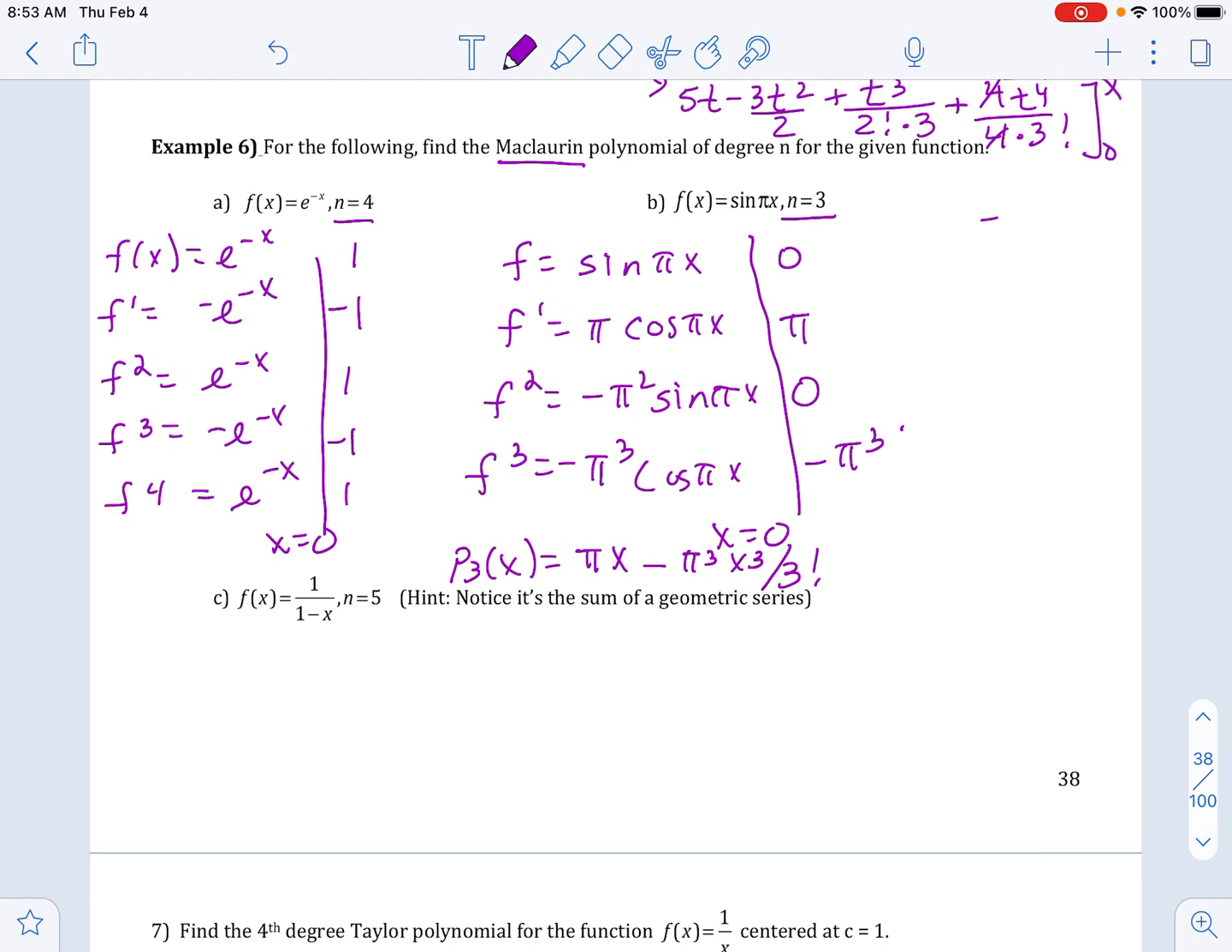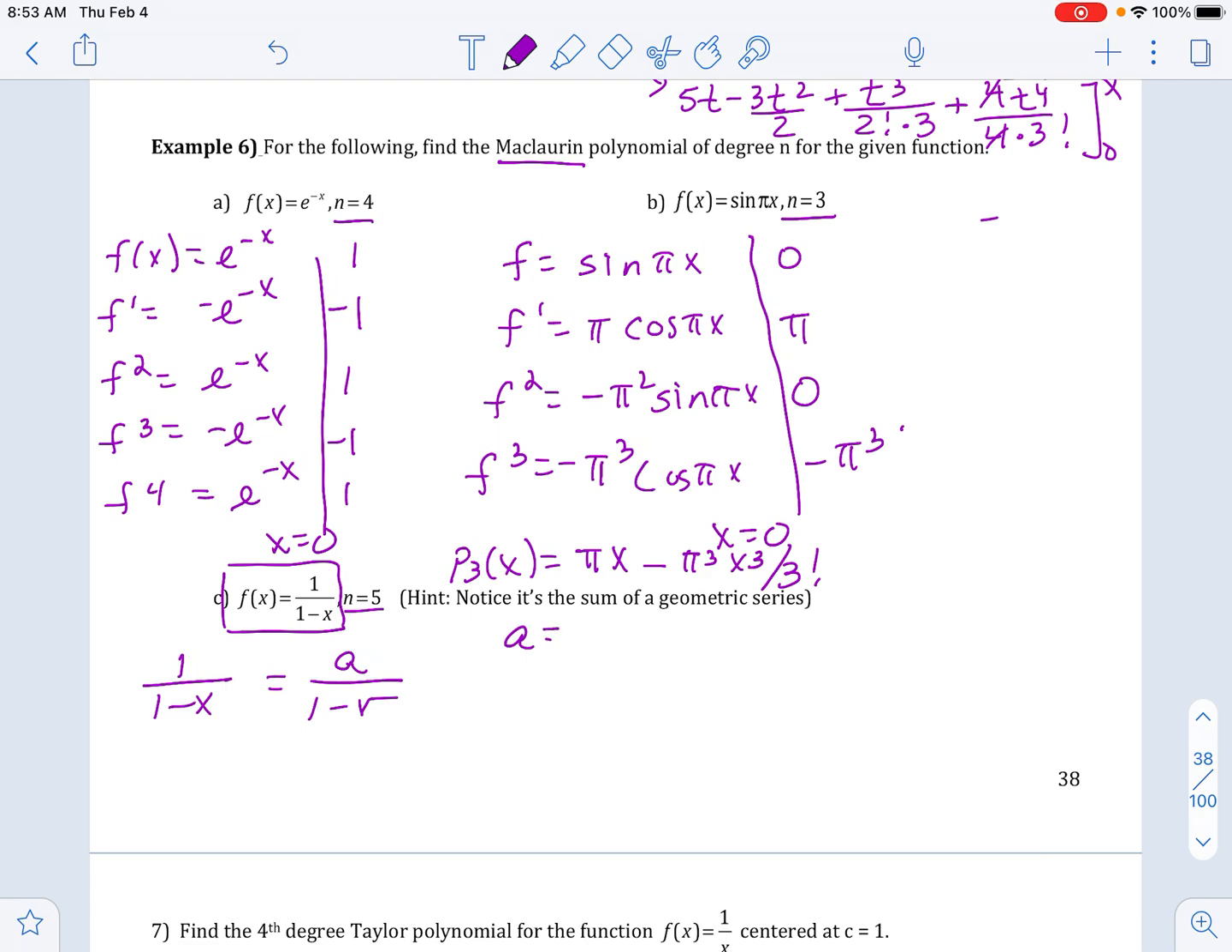Okay, this last one, C, you can do the same way. You can go ahead and create the first 5 derivatives, but there's something special about this one. Notice this function is written in the form of a over 1 minus r. So this is really a geometric series. It's the sum of a geometric series.